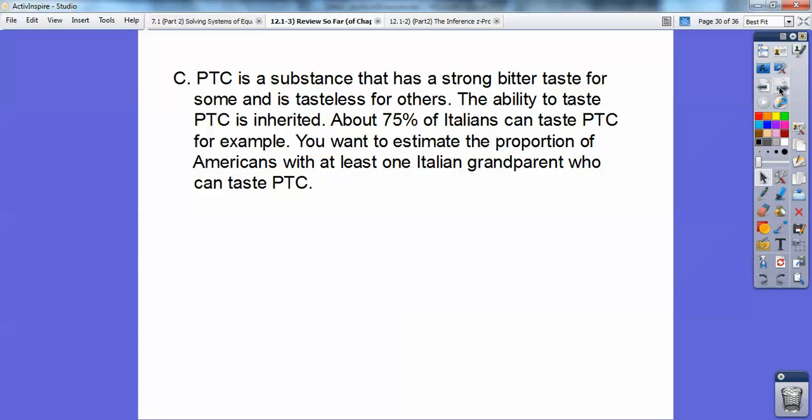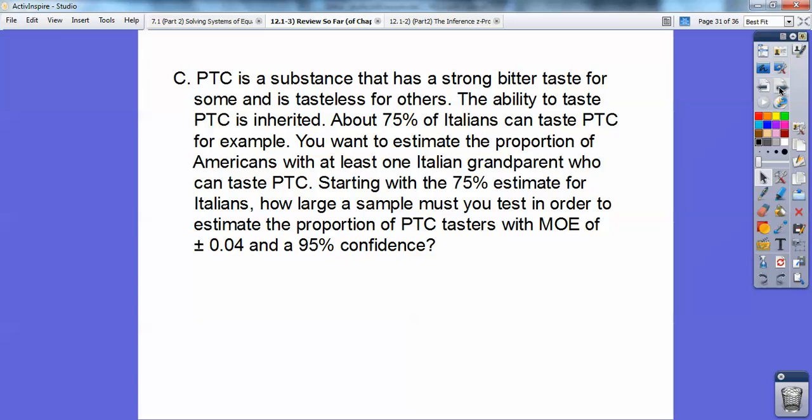Okay, let's see. So starting with the 75% estimate for the Italians. Now, that's instead of the 50% that we'd use if they didn't give it to you. But this is 75%, so we're going to use that formula. Starting with the 75% estimate for the Italians, how large a sample must you test in order to estimate the proportion of PTC tasters with a margin of error plus or minus 0.04 and 95% confidence?